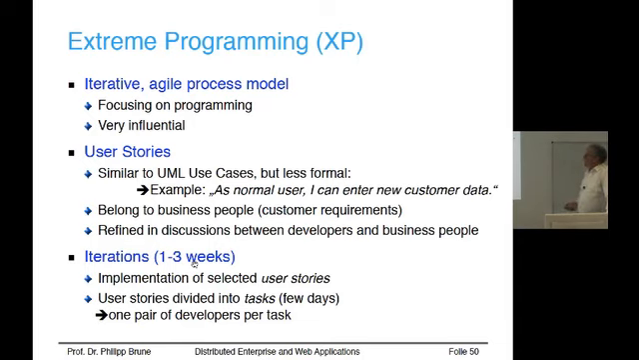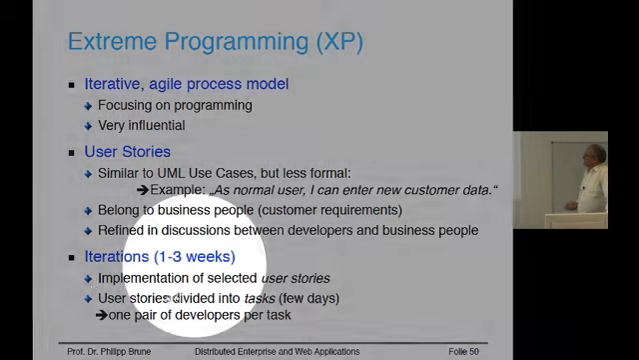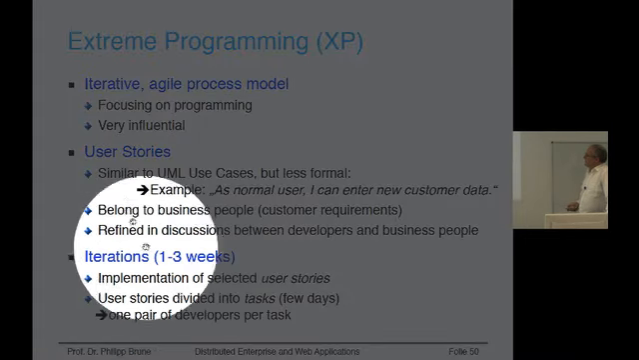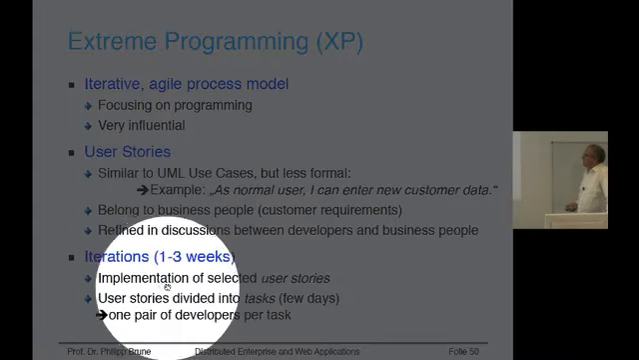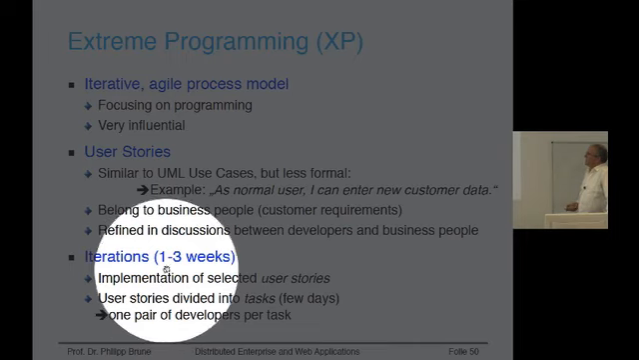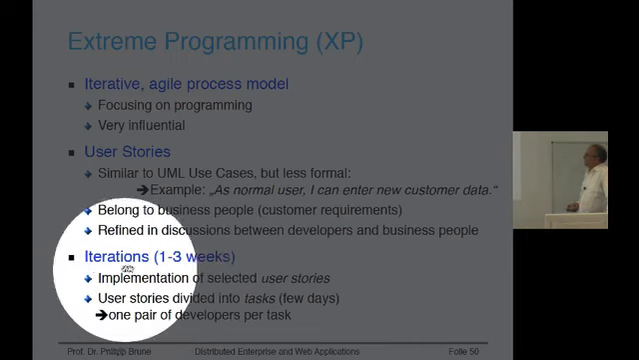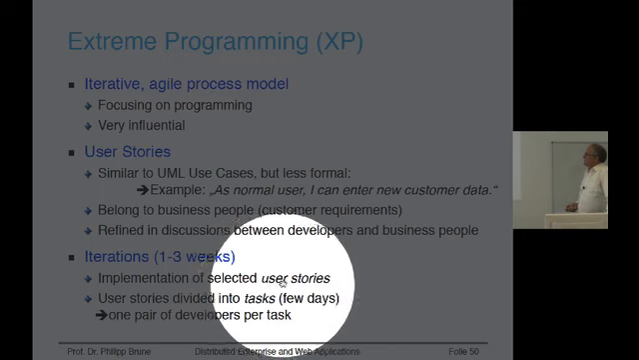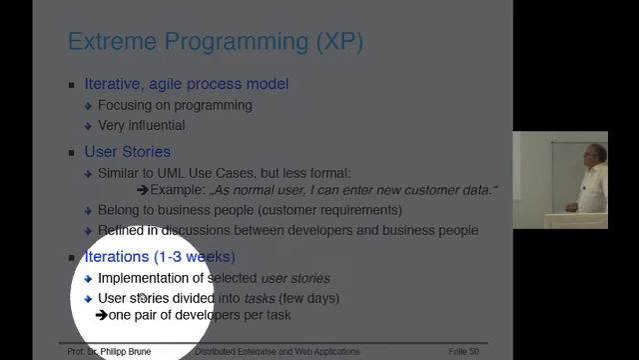During such an iteration, a set of these user stories is implemented. Not all of them, but a set. And this set is selected in the beginning. And during the iteration, the people just work on the user stories. And after the iteration ends, the set of user stories is hopefully implemented.